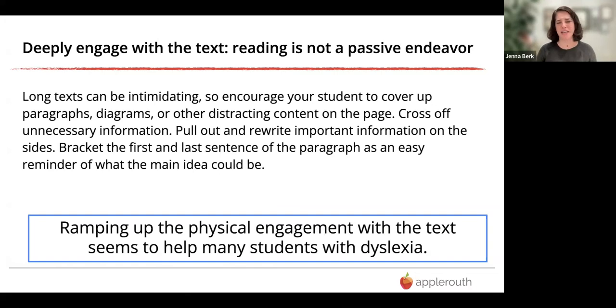Cross out the unnecessary information, rewrite important information, bracket the first and last sentence of the paragraph as a reminder of what your main idea could be. So the more physical engagement with the text, the better.